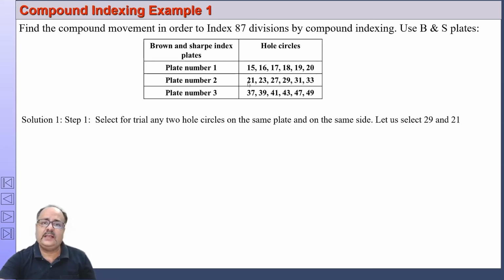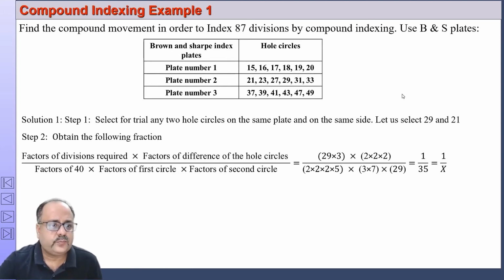So factors of 3 has 21, 27 and 33. So here I have taken 21. It can be 27 also, it can be 33 also. So once we have selected the circles in this manner, you will see that in the numerator, all the factors will get cancelled and you will have 1 in the numerator.